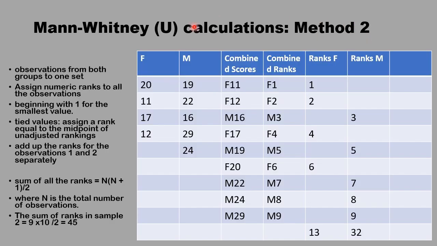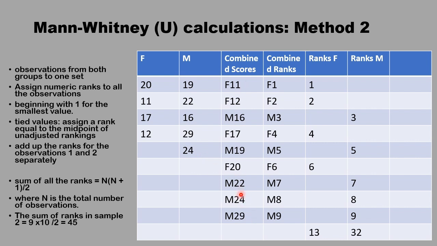The second method for calculating the U depends on the ranks of the scores. So we have here 4 scores for the females and 5 scores for the males. We want to combine them into one set of scores arranged from the bottom to the top, or vice versa, it doesn't really matter. So the lowest score, which was 11, belonged to a female. This will be the start of the column, a female with an 11, followed by another female with a 12. The top score belonged to a male with a 29, followed by another male with 24. So we'd have the top 2 scores in here.